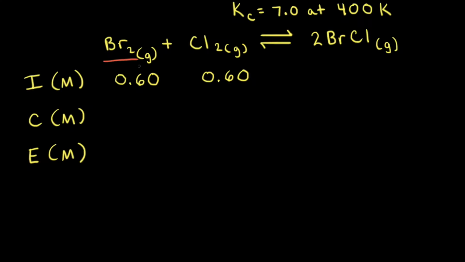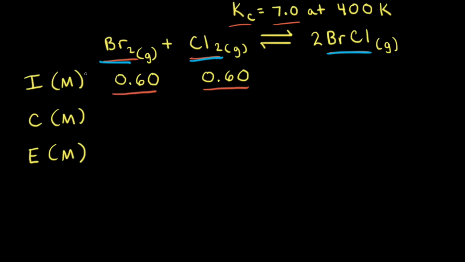For the reaction, bromine gas plus chlorine gas goes to BrCl, Kc is equal to 7.0 at 400 Kelvin. If the initial concentration of bromine is 0.60 molar and the initial concentration of chlorine is also 0.60 molar, our goal is to calculate the equilibrium concentrations of Br2, Cl2, and BrCl.